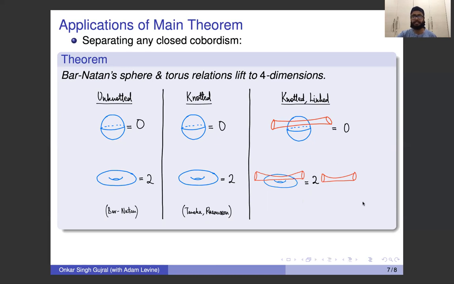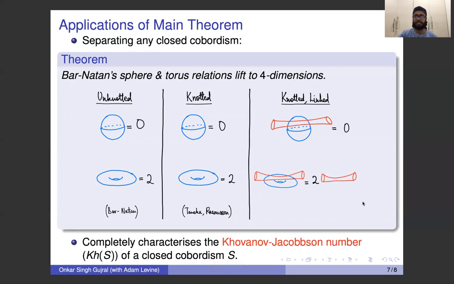So what this tells us is that now if you look into 4 space and you see a sphere or a torus that may be knotted but also might be linked up in some crazy way to other cobordisms, then you can blindly apply Barnard's sphere and torus relations without worrying about the knotting or the linking information. So in some sense, this completes a lift of Barnard's sphere and torus relations to 4-dimensional space. And this is the way we will be applying our main theorem towards an application.